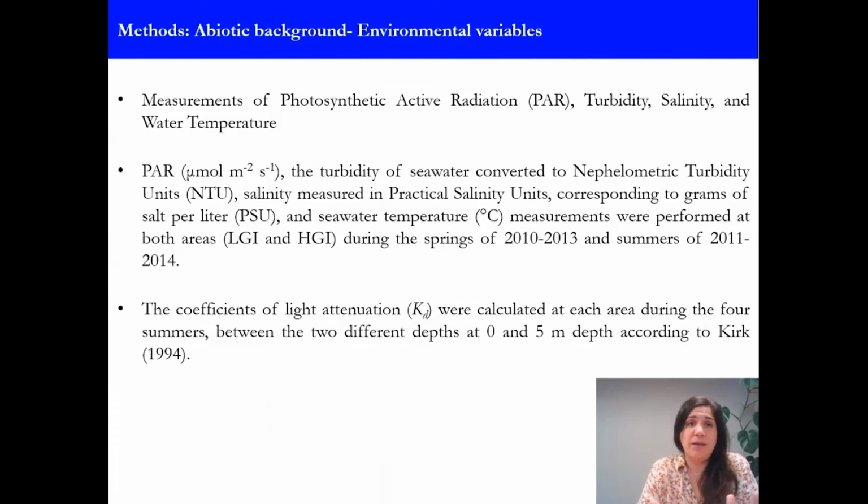Additionally, we did measurements of the environmental variables in the water column. So we measured the light, the turbidity, the salinity, and the water temperature. And we also calculated the KD, the light attenuation. A higher KD means more attenuation due to more turbidity, and a lower KD means the opposite.